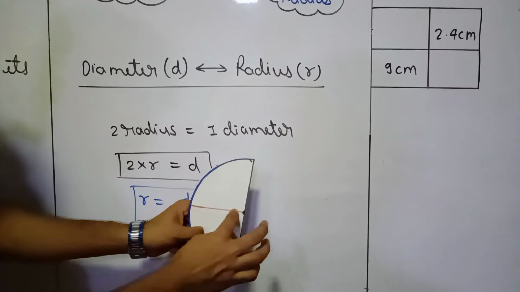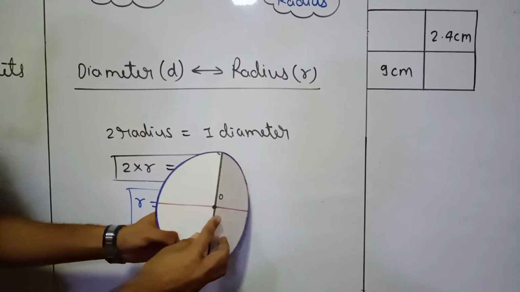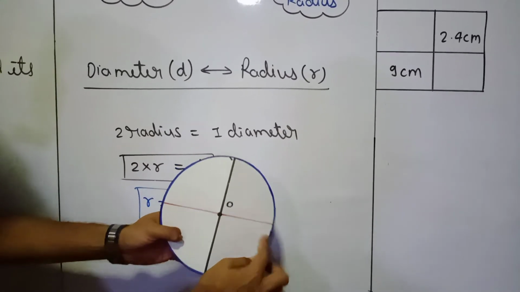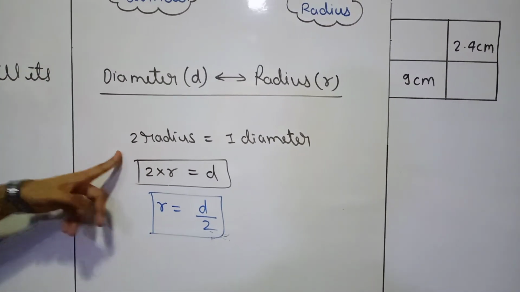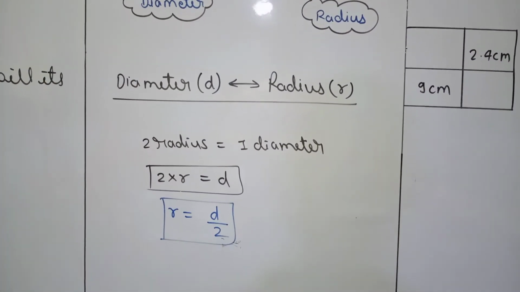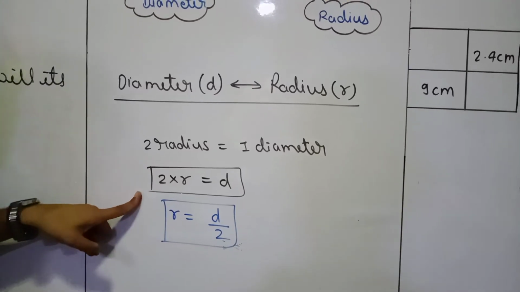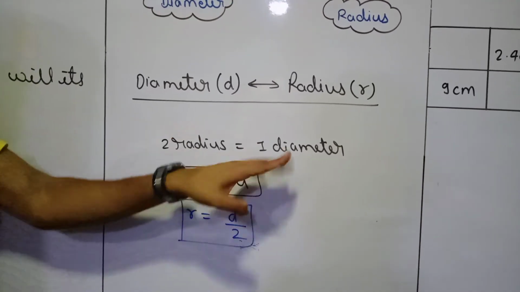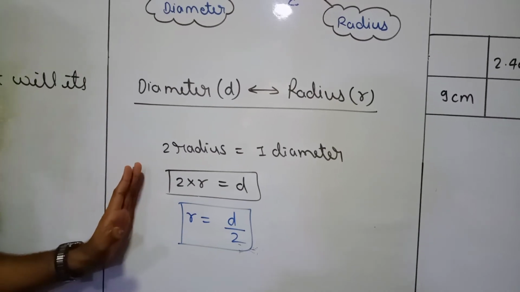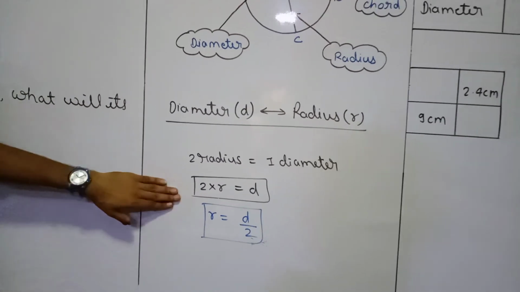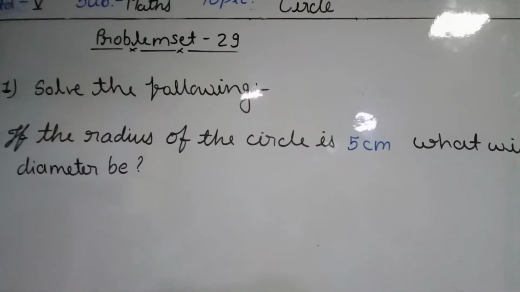Or if we have the radius, we multiply by 2, meaning 1 and 2 radius, we get the diameter. This way we can generate our formula. By using that we can find the value of the missing figure, whether the radius or the diameter. This way we can find it out. So on the basis of this concept, let's start problem set number 29.